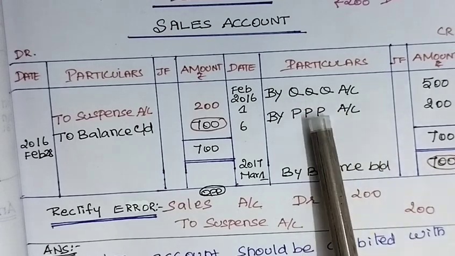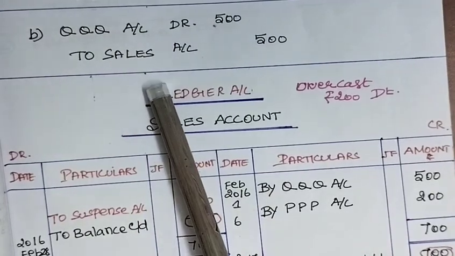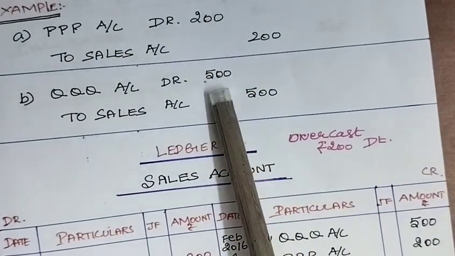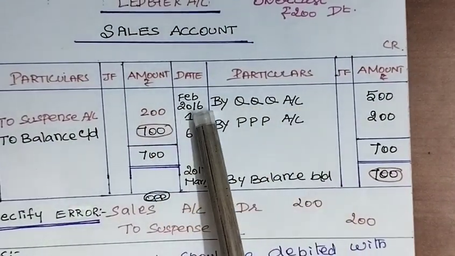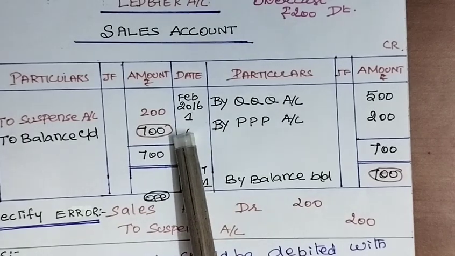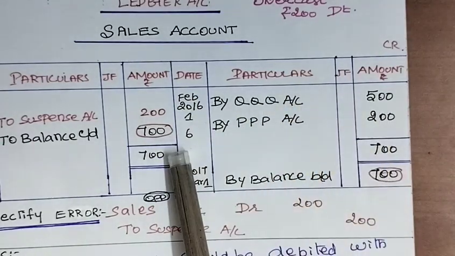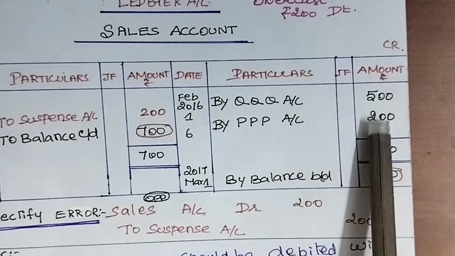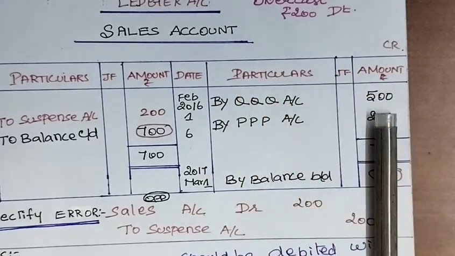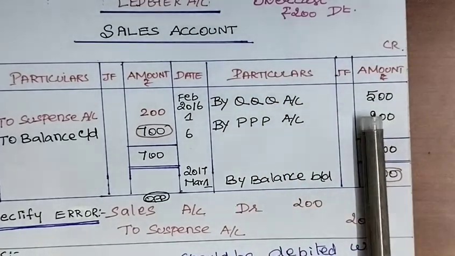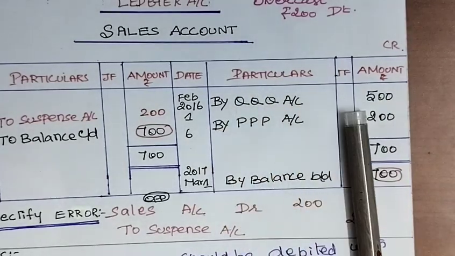Which is the opposite account from the sales account? PPP account and QQQ account, right? So how much rupees? 200 rupees and 500 rupees are both entered on credit side. Say for example, February 1 by QQQ account 500 rupees and February 6 by PPP account 200 rupees. We posted the sales account in the ledger. Which side has the higher value? Of course, credit side has the higher value.